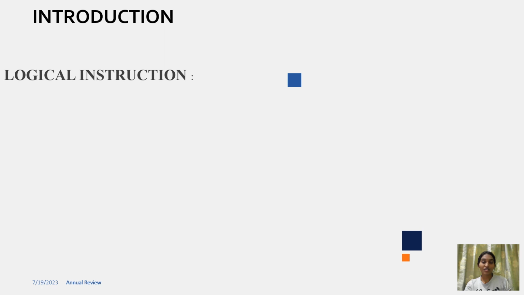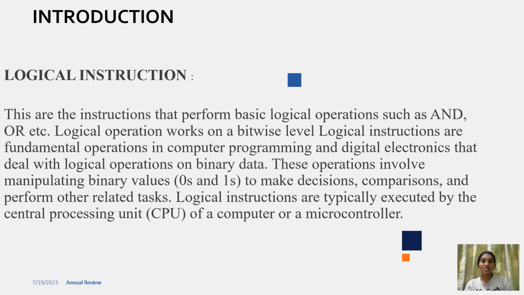Introduction to logical instruction. These are the instructions that perform basic logical operations such as AND, OR, etc. Logical operation works on a bitwise level. Logical instructions are fundamental operations in computer programming and digital electronics that deal with logical operations on binary data. These operations involve manipulating binary values, that is zeros and ones, to make decisions, comparison, and perform other related tasks. Logical instructions are typically executed by the central processing unit, that is CPU of a computer or a microcontroller.